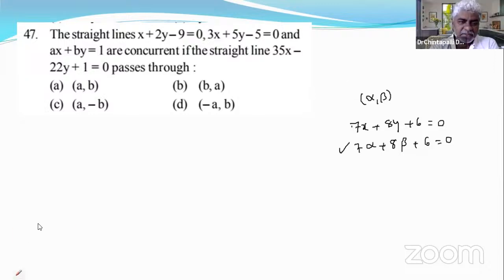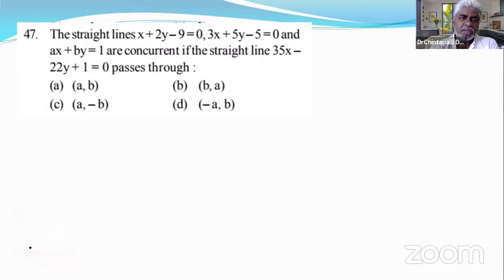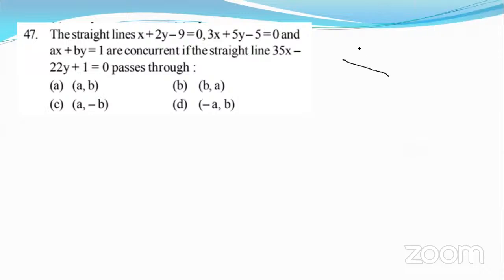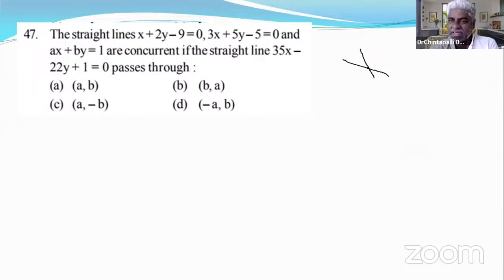And it is given that the straight lines x plus 2y minus 9 is equal to 0, 3x plus 5y minus 5 is equal to 0, and ax plus by is equal to 1 are concurrent. We discussed concurrent lines and intersecting lines. The next level of intersecting is concurrent. If two lines have a common point, those two lines are called intersecting lines. If more than two lines have a common point, those lines are called concurrent lines.